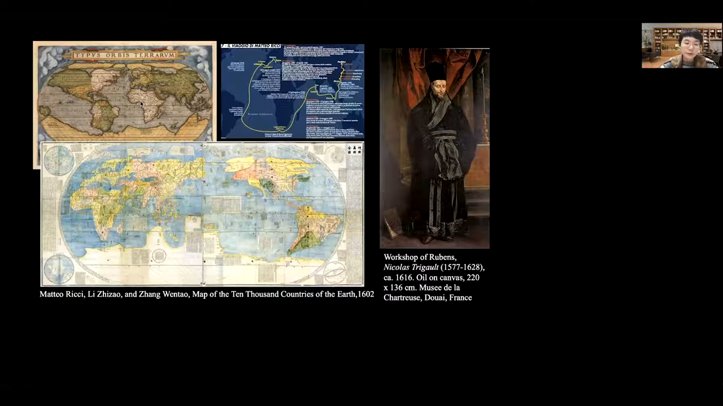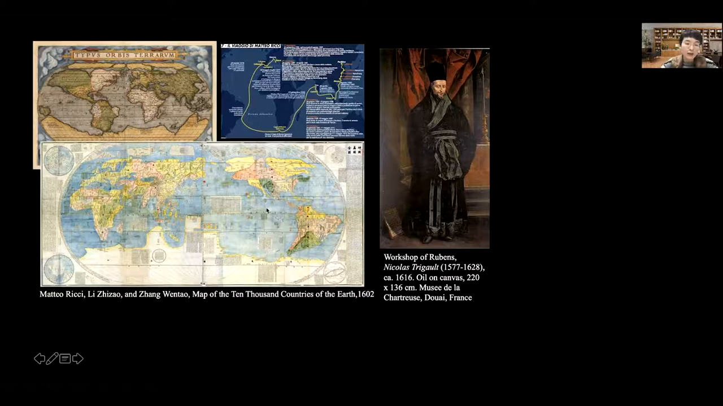The Jesuits also helped to draw the first modern world map in Chinese, based on the most up-to-date world map of that time period. In this Chinese map, Ricci helped to relocate China close to the center of the map. That's also the center of the world.